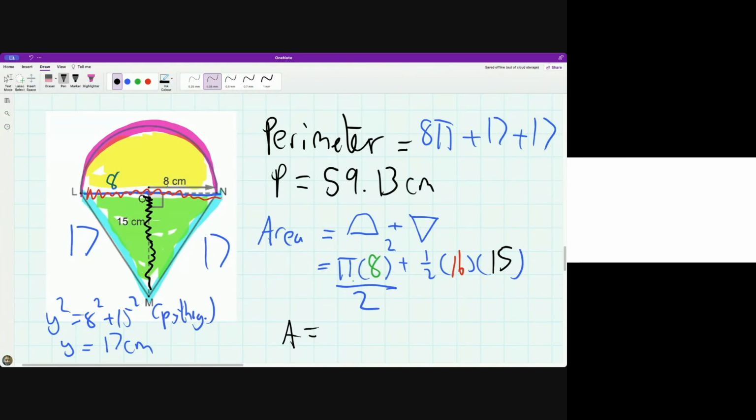Okay, so in my calculator, I'm going to go shift pi times 64, or 8 squared, divided by 2, plus, and I get 220.53 centimeters squared. So there will be 220 little squares that would fit inside the ice cream cone. And I see Pila and Naledi and Callan all agree with me, so I'm feeling confident.